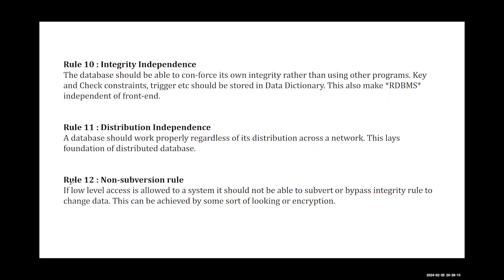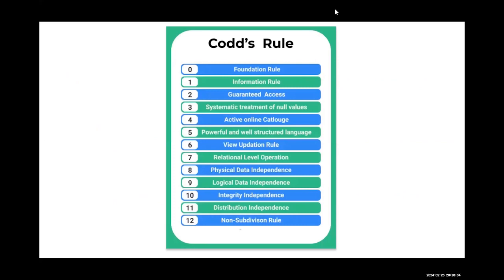Now let us do a quick recap. According to E.F. Codd, a database is an RDBMS only when it satisfies all these rules, numbered 0 to 12, so totally there are 13 rules. Let us quickly recap. The first is the foundation rule, then we have the information rule, guaranteed access rule, systematic treatment of null values, active online catalog, powerful and well-structured language, view updation rule, relational level operation, physical data independence, logical data independence, integrity independence, distribution independence, and the non-subversion rule. So these are the total 13 rules of E.F. Codd.